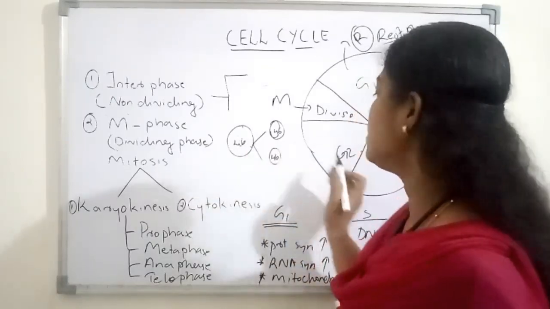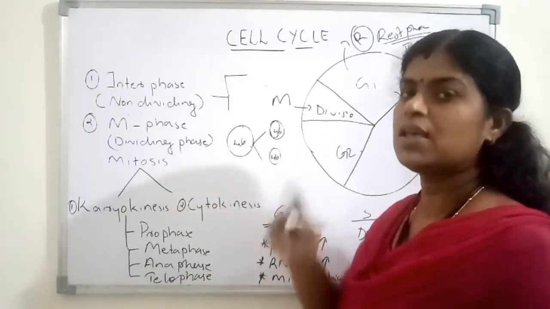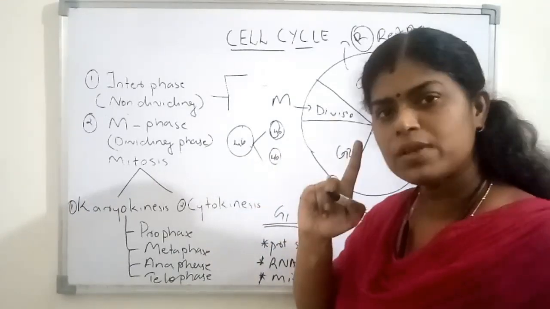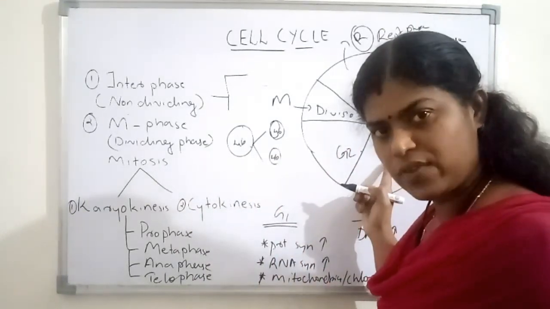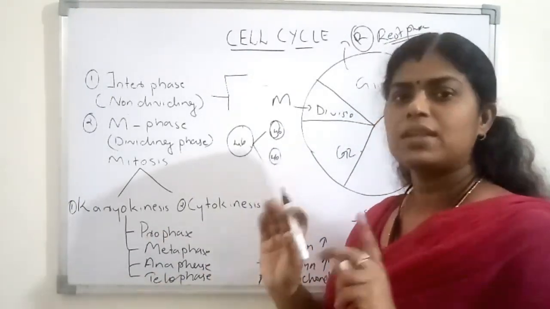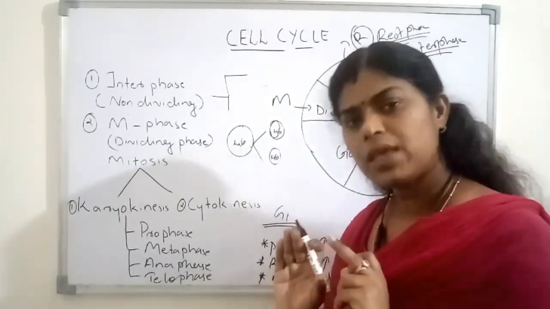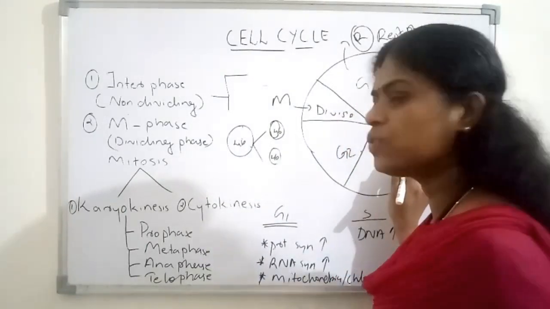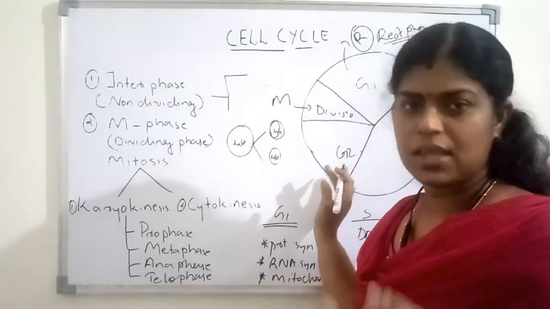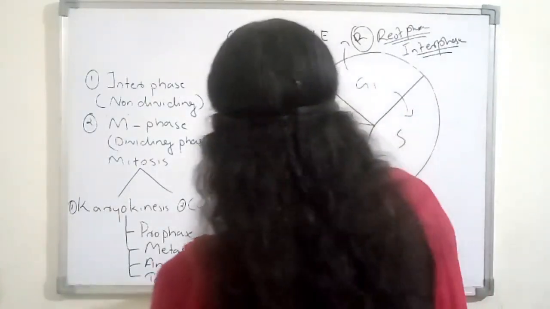So the synthesis of DNA is taking place, and you have to always remember that the doubling of chromosome is not taking place in S phase. Only the doubling of DNA is taking place. The number of the chromosomes will always be equal, but the material DNA will be increasing.